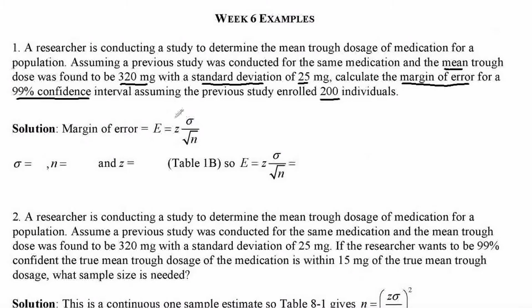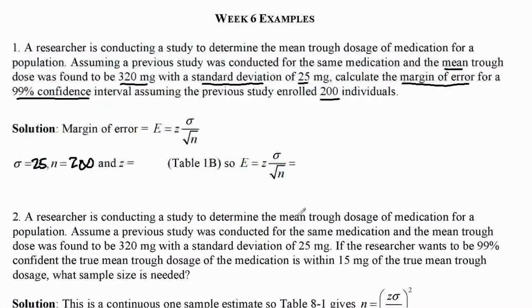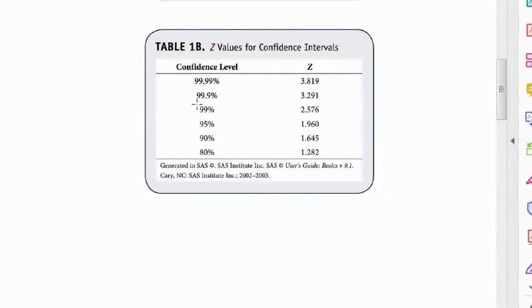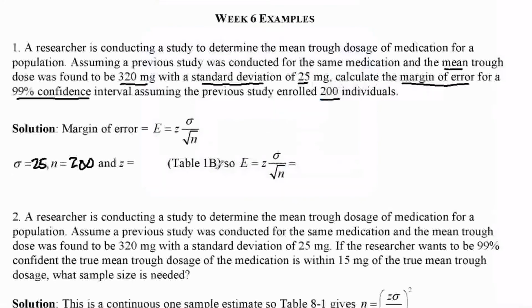So sigma was our standard deviation, 25. N, our sample size, 200. And that means we weren't using the 320, which was the mean. That's x bar. That doesn't get used. And then we need the z value to go with 99% confidence. That's in table 1b. So let's go to table 1b. So table 1b, we want 99% confidence. That value of z is 2.576.